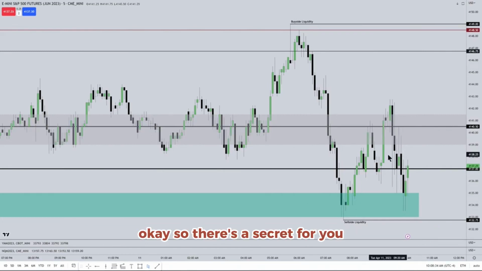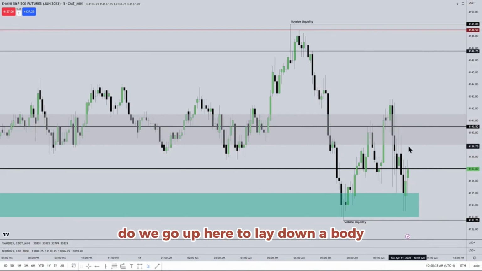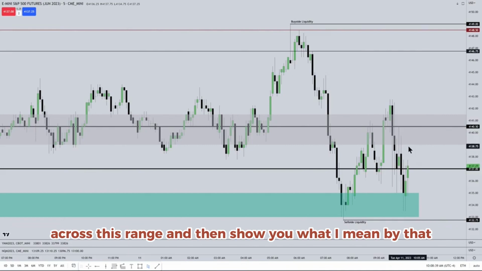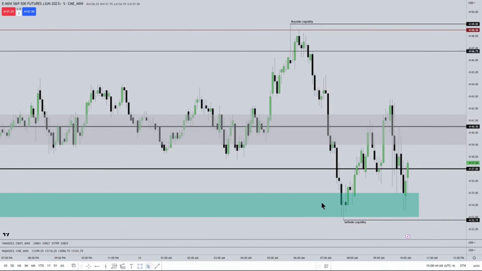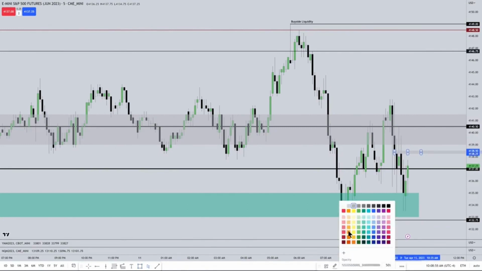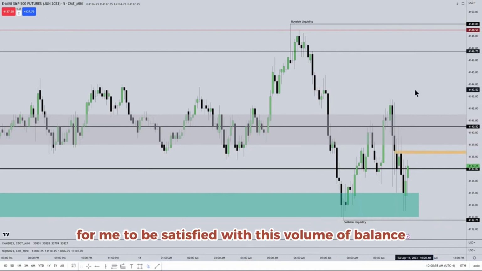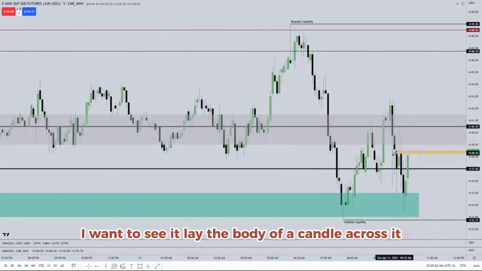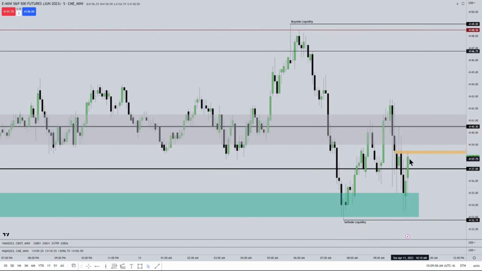Okay, so there's a little secret for you from my volume imbalance concept. So I'm watching that. Do we go up here to lay down a body across this range? And let me show you what I mean by that. If you look at this area here, for me to be satisfied with this volume imbalance, I want to see it lay the body of a candle across it and close it.